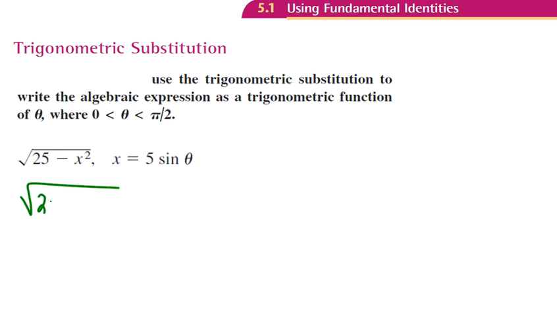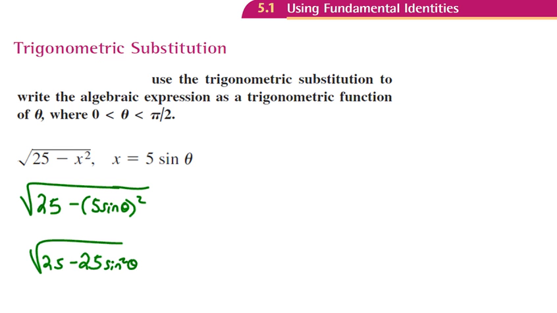So we get 25 minus, and now I'm going to just replace x with 5 sine of theta, and that's squared. All right, so let's go ahead and square 5 sine of theta. So we get 25 minus, 5 squared is 25. Sine squared of theta is sine squared of theta.